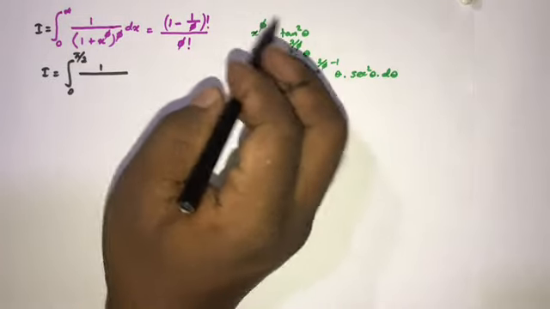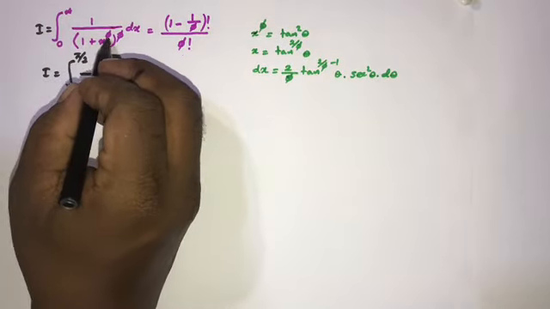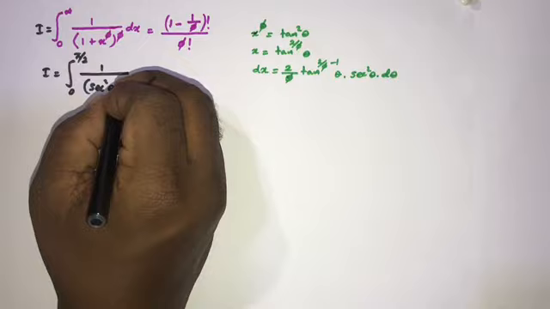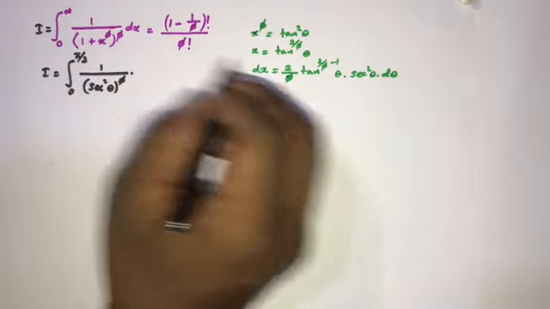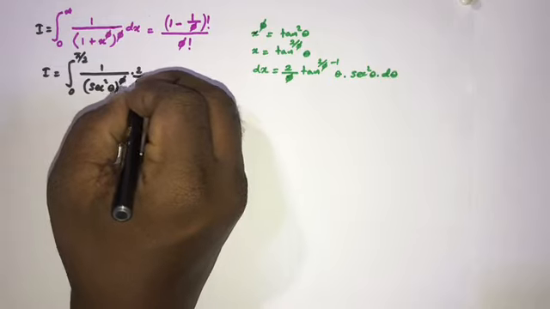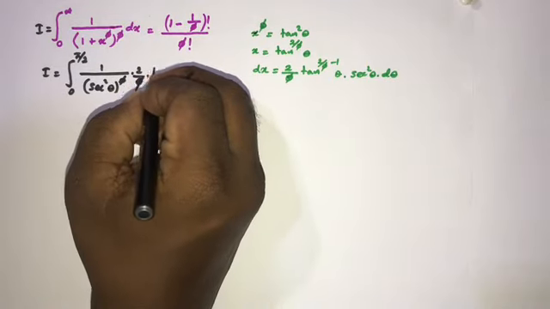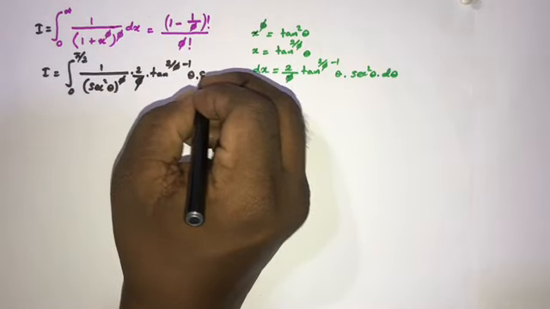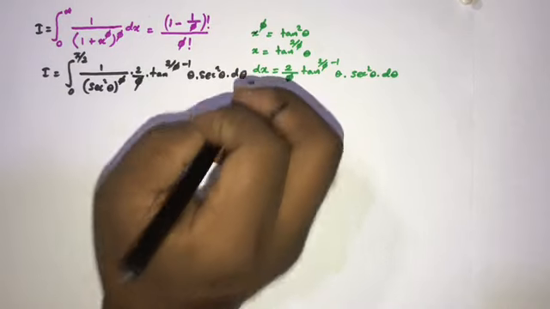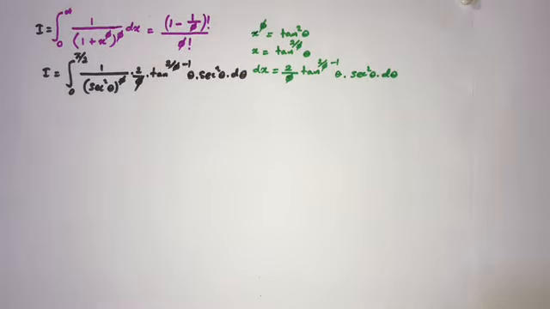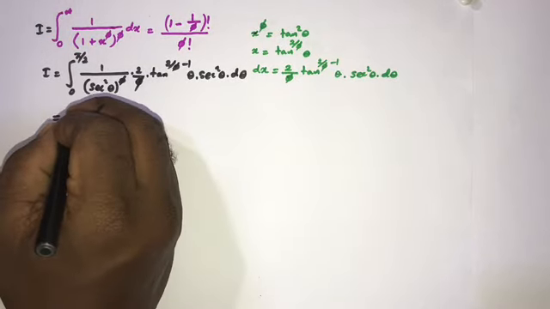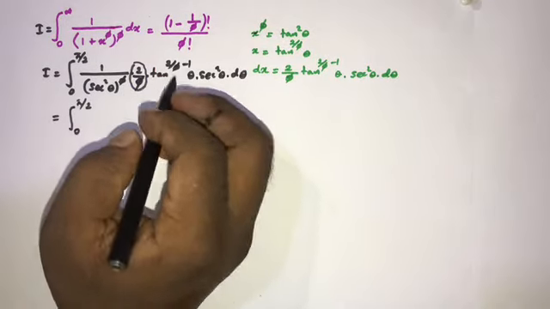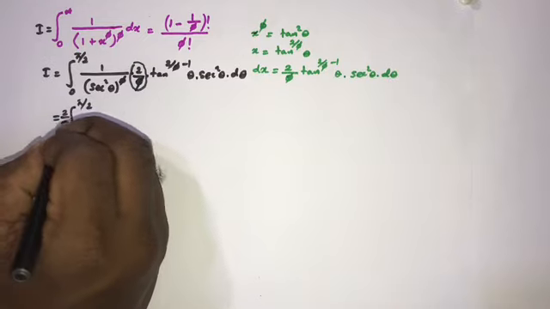x to the 5 is tan square of theta, and 1 plus tan square of theta is secant square of theta. So secant square of theta raised to the 5. Here dx is equal to 2 over 5 tan raised to the 2 over 5 minus 1 of theta secant square of theta d theta. Okay, then we can write this is equal to the integral from 0 to pi over 2, and 2 over 5 is a constant, so we can write it outside of the integral sign.